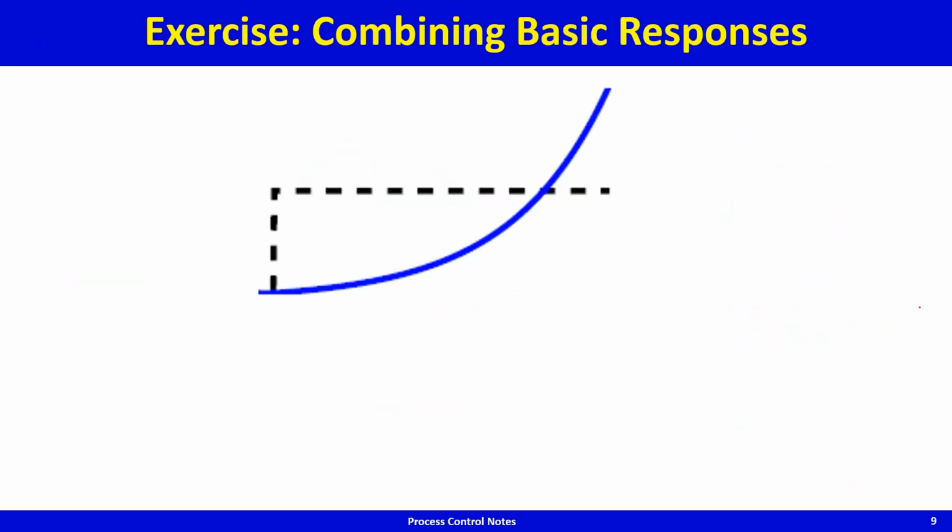Here's an exercise. I give a step. A response is like this. How will you get this? As an exercise, think about how to get this unstable exponential blow up kind of response by combining the basic response types. I will leave this as an exercise for you. A real life example of this? Well, Bhopal gas tragedy, runaway reaction in the reactor.